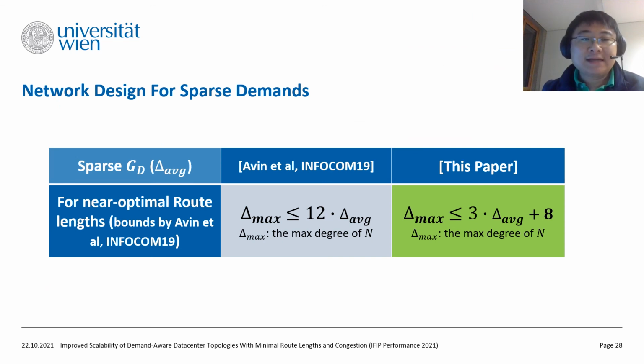When the demands are induced by a sparse graph, we also improve the previous results. To achieve near optimal routing length, our network has a maximum degree bounded by 3 times the average degree of the demands, but the previous work needs a factor of 12. This is also a significant result. Due to time, we are not giving details here.